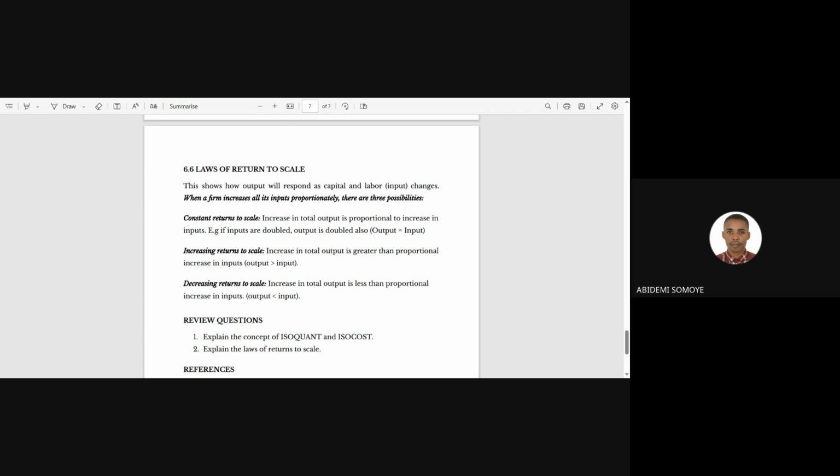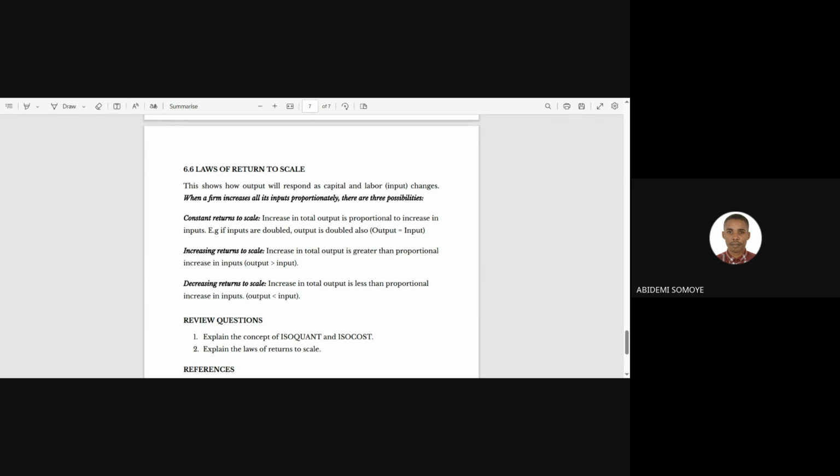For constant returns to scale, an increase in total output is proportional to the increase in input. That is, if inputs are doubled, output is doubled also. Output equals input. That's constant returns to scale. What about increasing returns to scale? An increase in total output is greater than the proportional increase in input, which means output is greater than input. What about decreasing returns to scale?